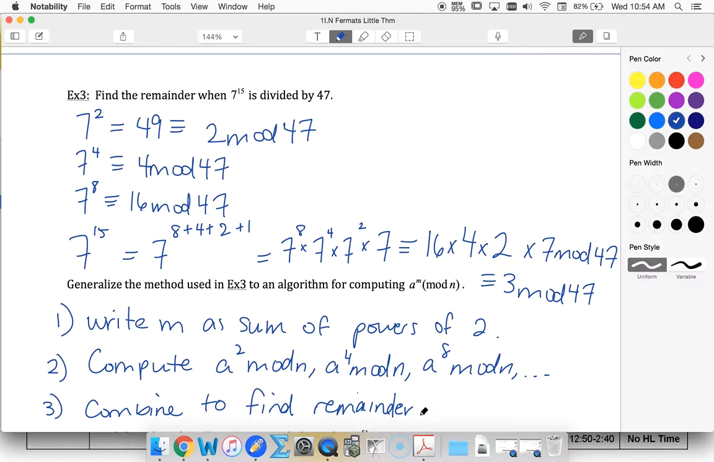And that's our general algorithm for computing a to the m mod n, or finding the remainder of a to the m when we divide by n.